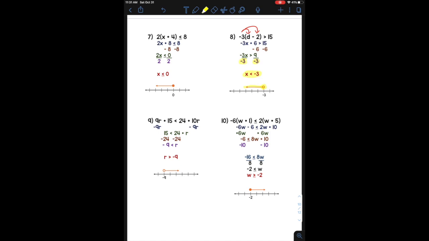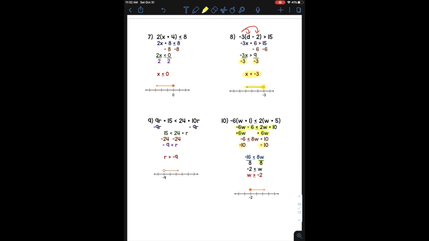In number 10, we had to actually distribute on both sides of our inequality, giving us negative 6w minus 6 is less than or equal to 2w plus 10. We have a variable on both sides of the inequality, similar to number 9, in which you want to eliminate one of them. In this case, I chose to add 6w on both sides, eliminating the w from the left. The next step would be to subtract the 10.